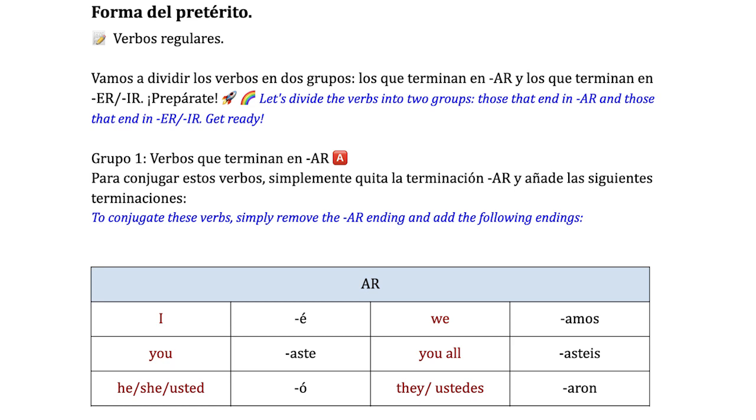To conjugate the verbs ending in AR, simply remove the AR ending and add the following endings: hablé, hablaste, habló, hablamos, hablasteis, hablaron.